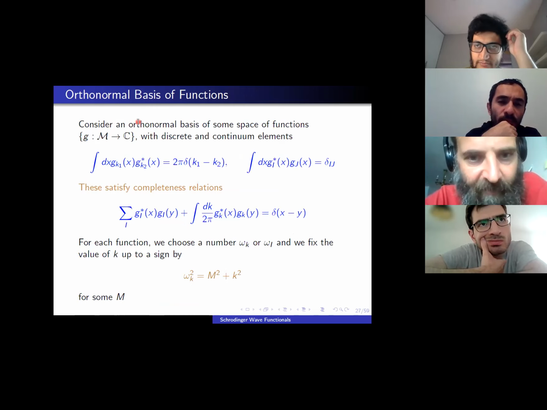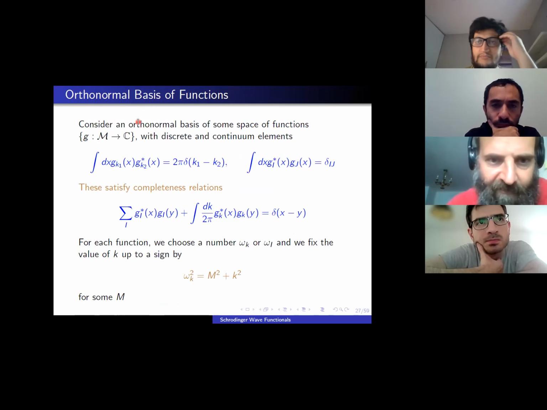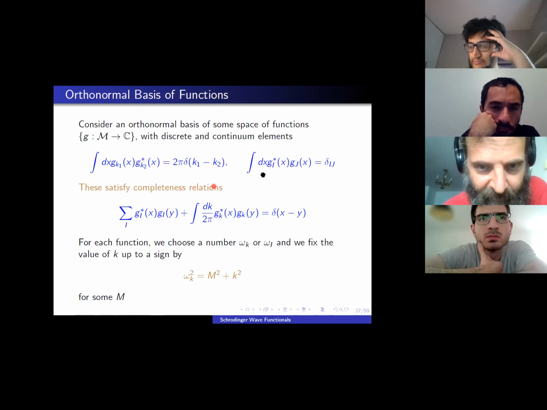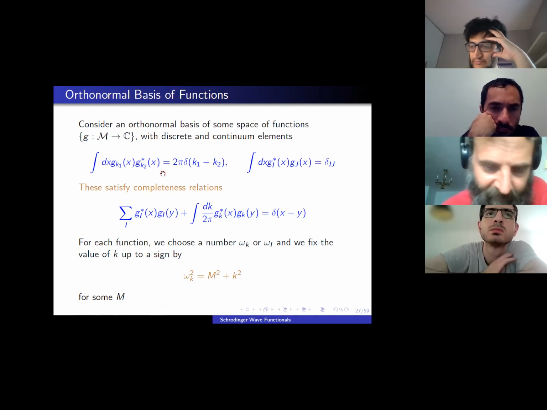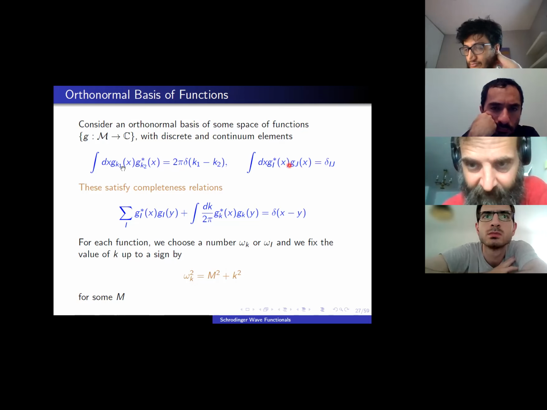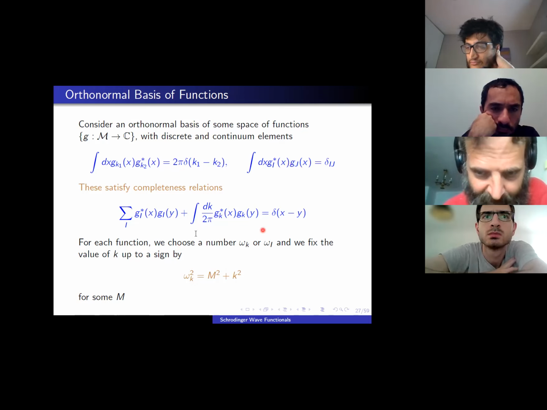Now let's consider some bases of functions that are going to be important. Usually I'm going to have in mind eigenvectors of a Sturm-Liouville system. So I'm going to want them to satisfy some sort of completeness relation. There can be some continuous functions, some discrete functions. The discrete functions are normalized like this, continuous functions like that. And you sum them all together to get the completeness. And for each element of the basis, I'm going to associate some number, this omega.